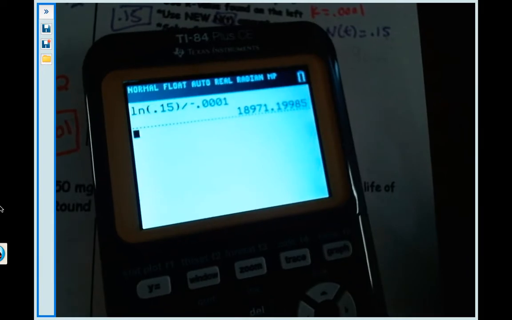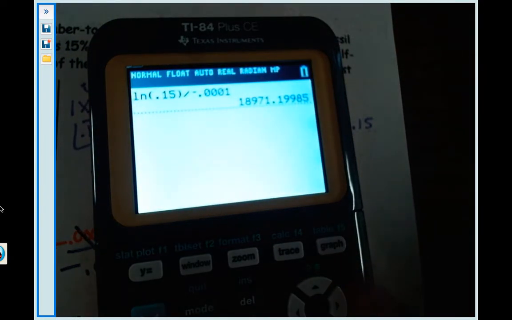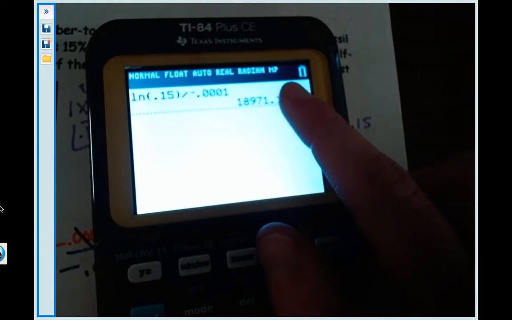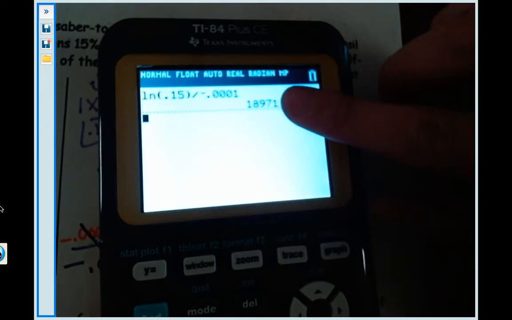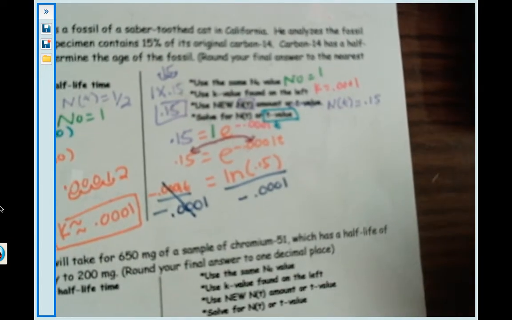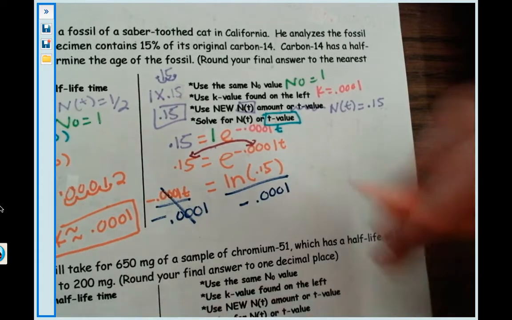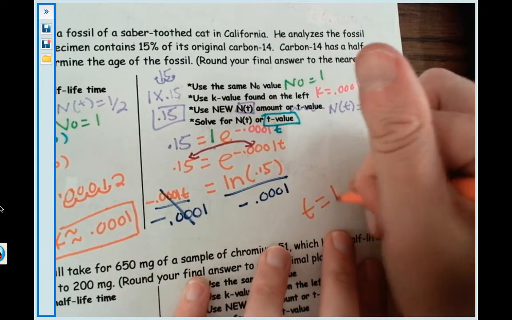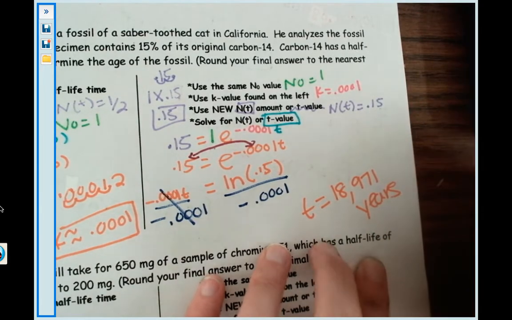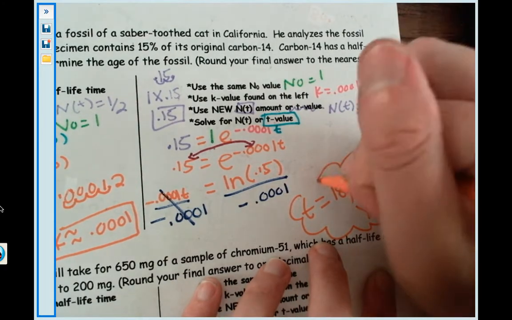Holy hot dog, look at that time. It says to round your final answer to the nearest whole number. So when we look at this, we're going to look at the decimal, the 0.1, and since my 0.1 is not above 5, it will not bump my 1 up. So I'm just going to write this down right here. That's my answer. All right, guys, so my time equals 18,971 years. Holy hot dog, that's an old fossil, you guys. So that would be my final answer.